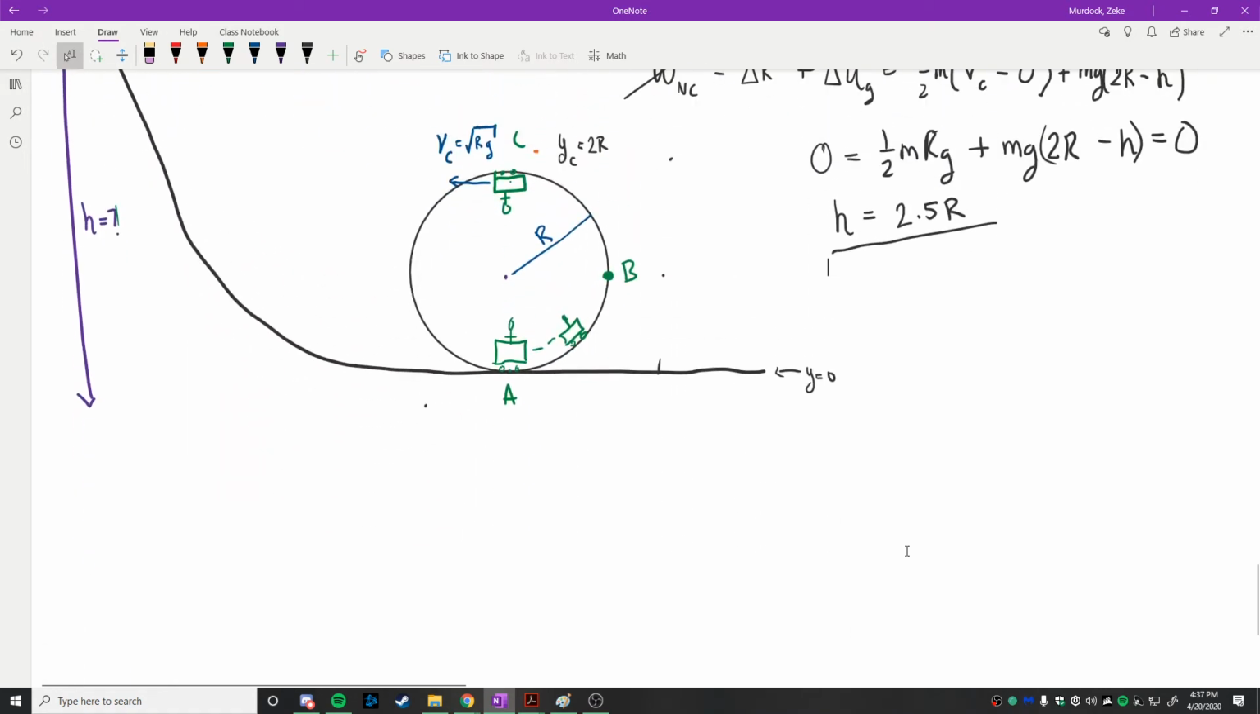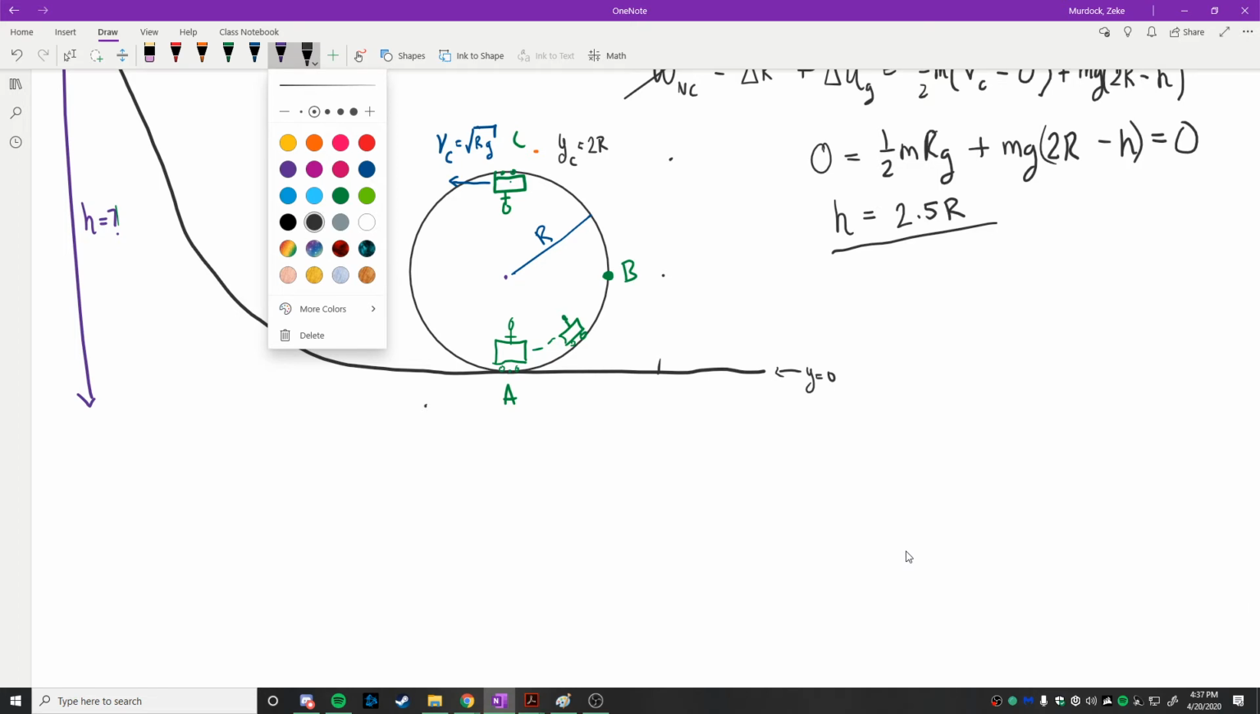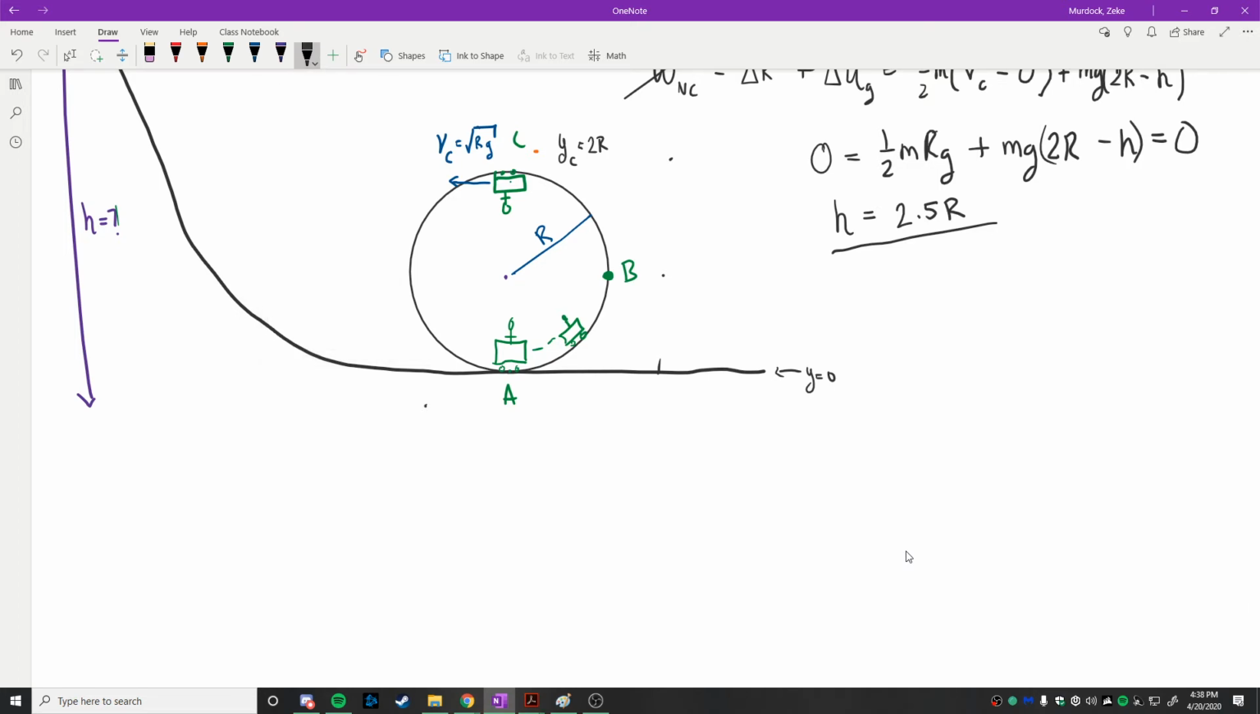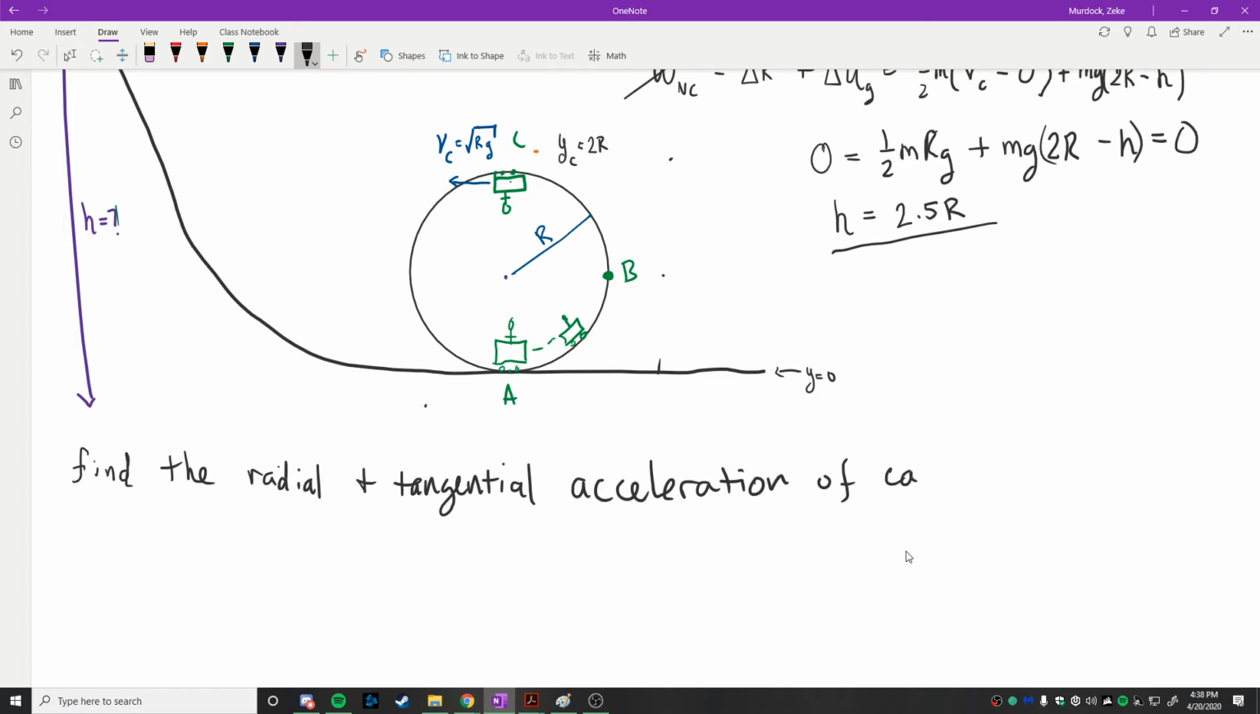Now, the next thing I want to ask is, I'll just write it like this. Find the radial and tangential acceleration of the car at point B, assuming that it was released from that height.